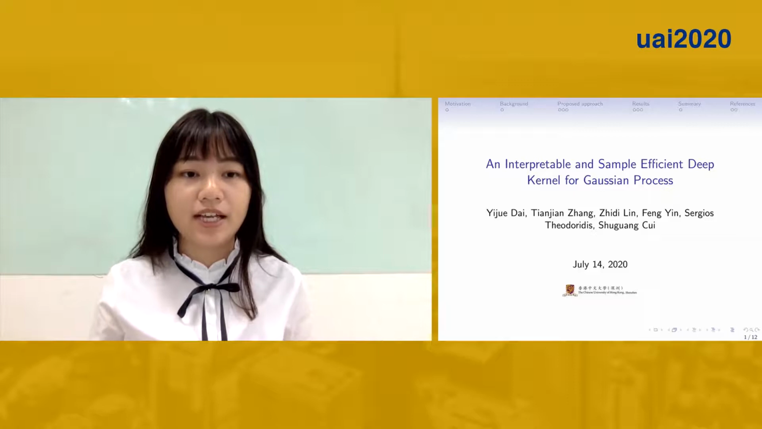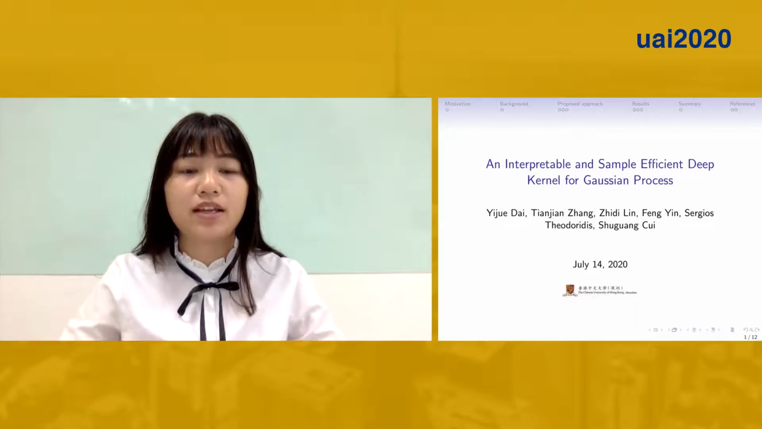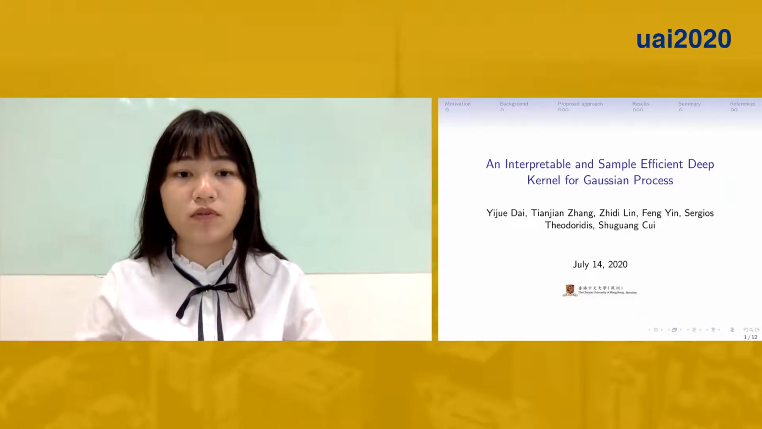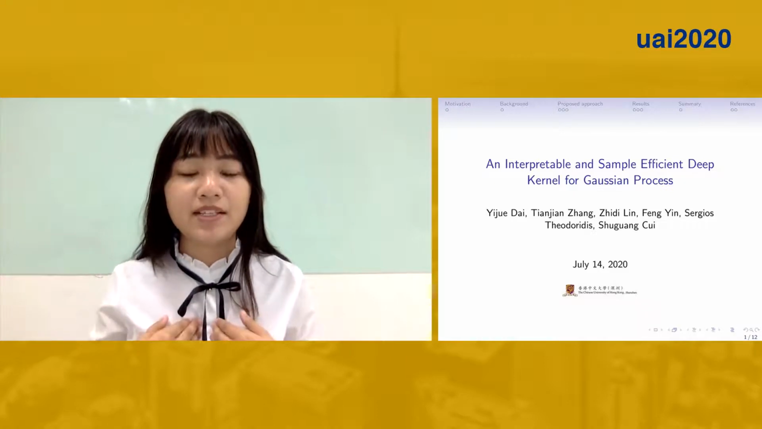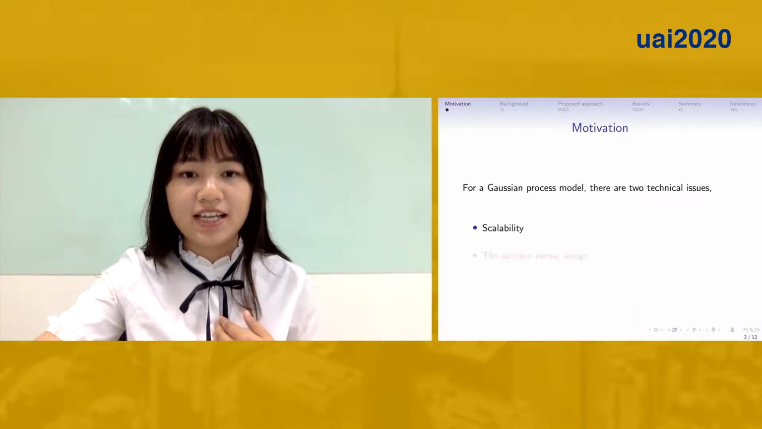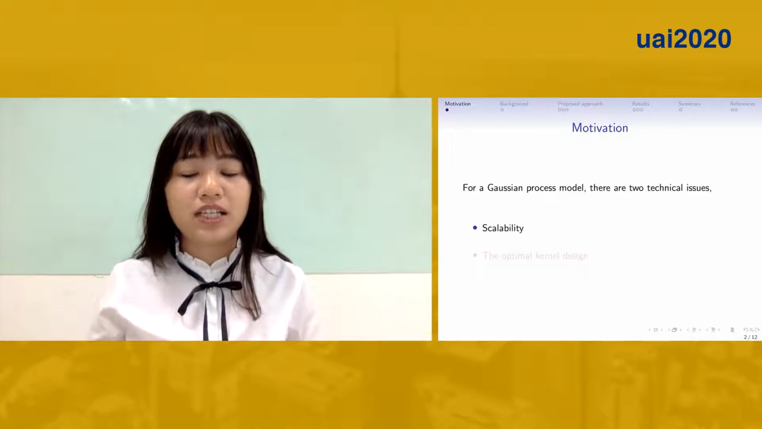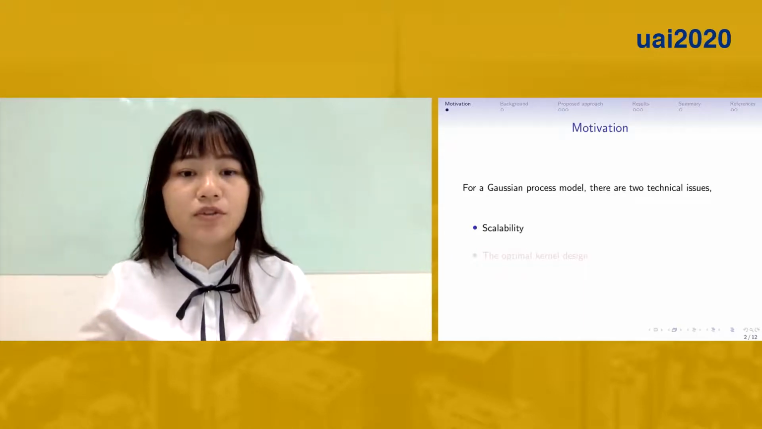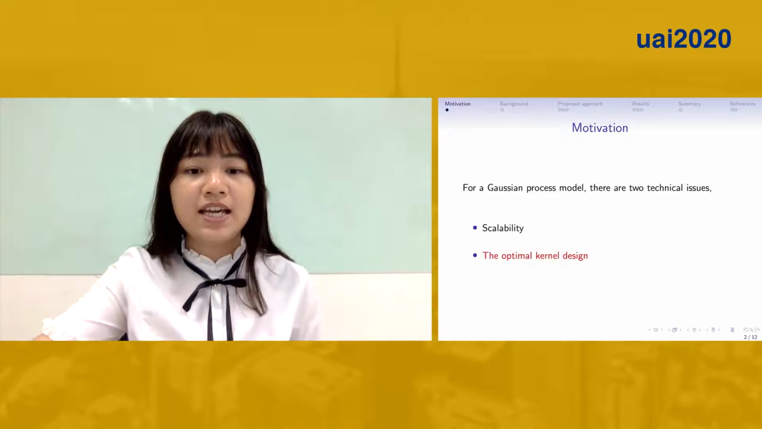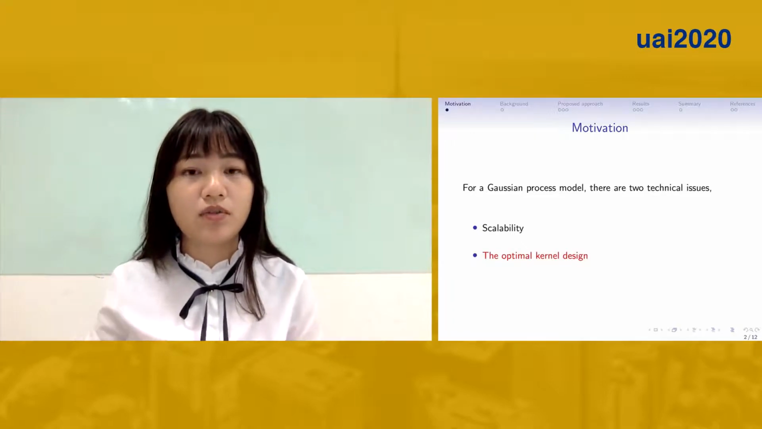My topic today is a recent paper called An Interpretable and Simplification Deep Kernel for Gaussian Process. My name is Yijue. We all know there are two technical issues when we develop a Gaussian process model. The first is scalability, since the original model has O(n cubed) complexity. Another one is the optimal kernel design.